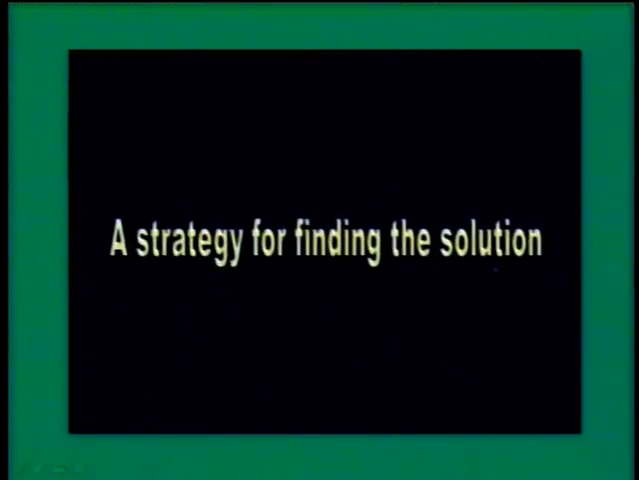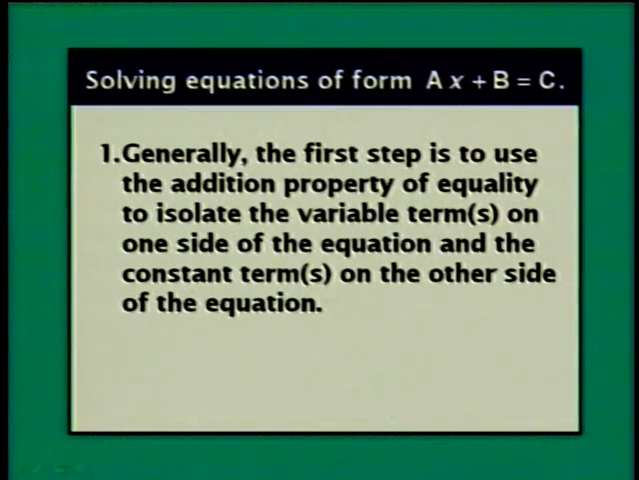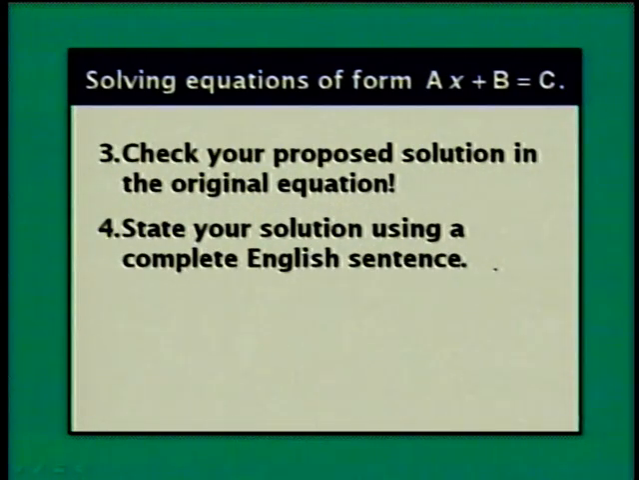Now I want to look at a strategy for finding the solution. When we're solving equations of the form Ax plus b equals c, generally the first step is to use the addition property of equality to isolate the variable term or terms on one side of the equation and the constant term or terms on the other side of the equation. Then, after simplifying each side of the equation, we'll use the multiplication property of equality so that the coefficient on the variable is 1. Next, we need to check our proposed solution to the original equation and state our solution using a complete English sentence.